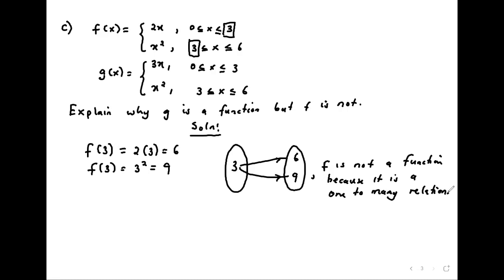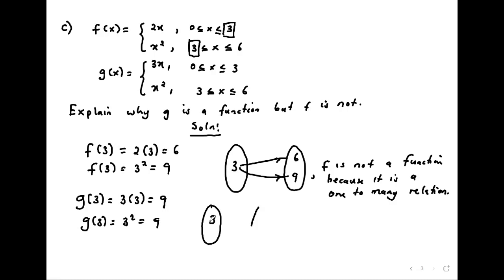Now let's see G. For G, the same 3, you substitute on the top one there, we get 9. In the same G down, 3 squared gives us 9. So if you try to form this, you would have 3 only there and going to only 9. So G is a function.